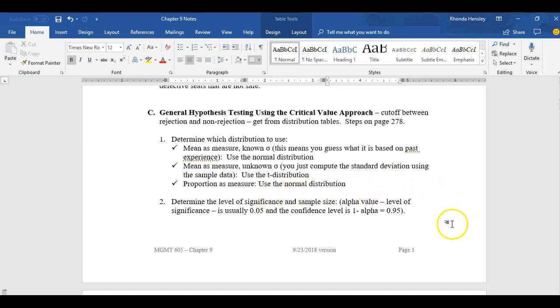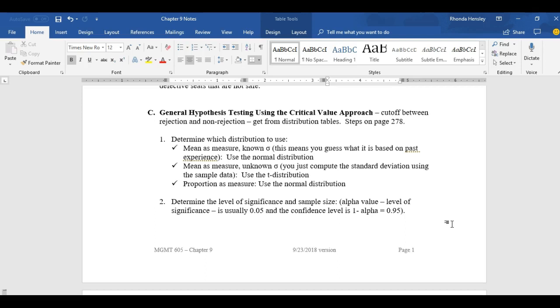Second thing you've got to do is you got to figure out what level of significance and sample size you want to use when you take this sample. Both of those things are up to you, the researcher. Typically, the confidence level is usually 95%. And remember, our confidence level subtracted from 1 will give you your alpha level. So the alpha level is what we usually look at as our level of significance.